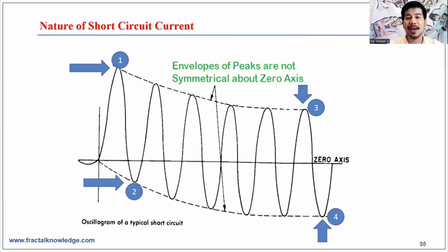The asymmetrical current is maximum during the first cycle after the short circuit occurs, as seen from point 1 and point 2. And it becomes symmetrical in a few cycles, after 5 to 8 cycles, point 3 and point 4, as you can see on the screen pointed by the arrows.